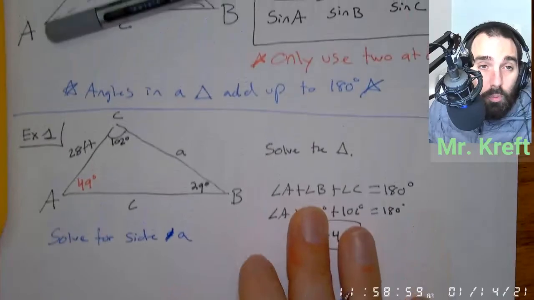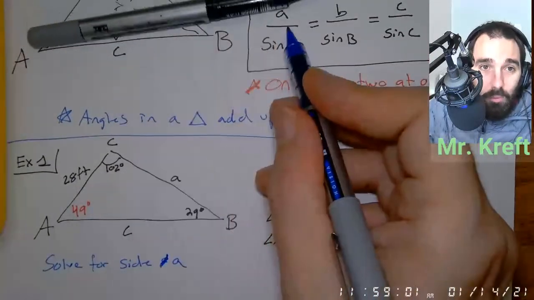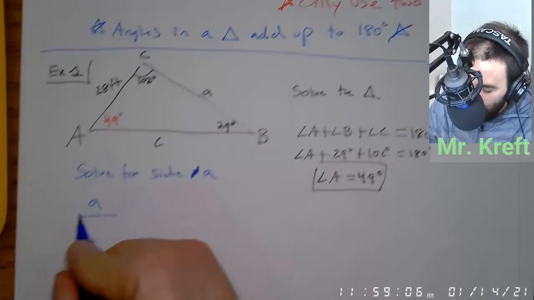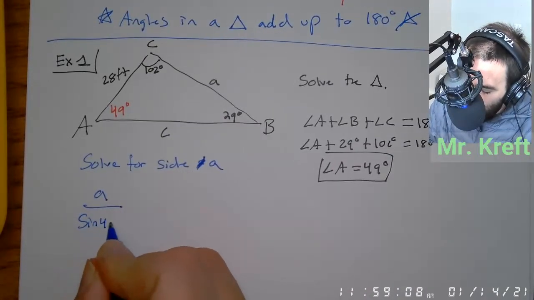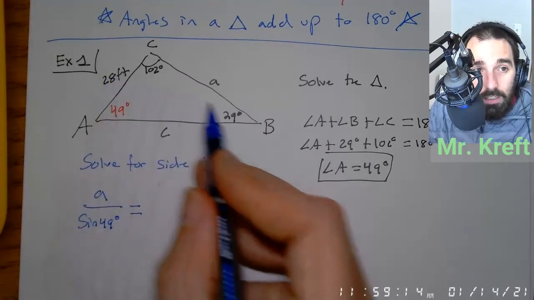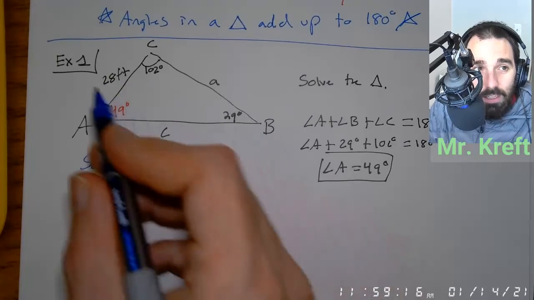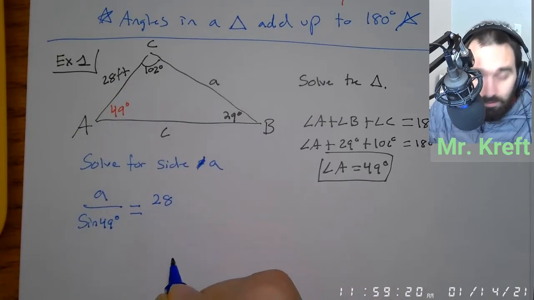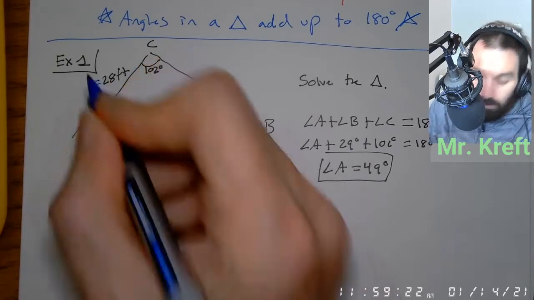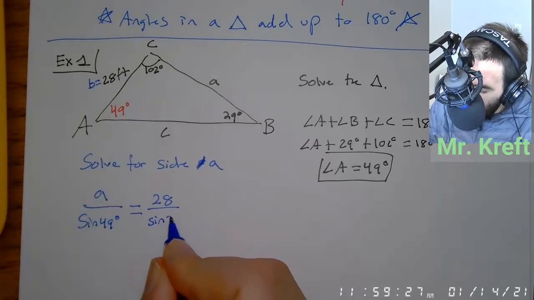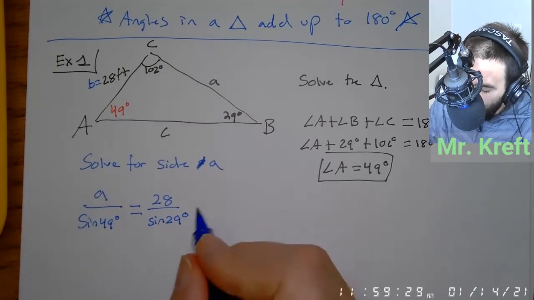So let's solve for side A. What I'm going to do is start with side A. So I'm going to say A over sine of 49 degrees, and then I have to set that equal to another one. Well, I know B, don't I? So I know angle B and I know side B. Side B is 28, right? So this is B, and then angle B is 29 degrees.